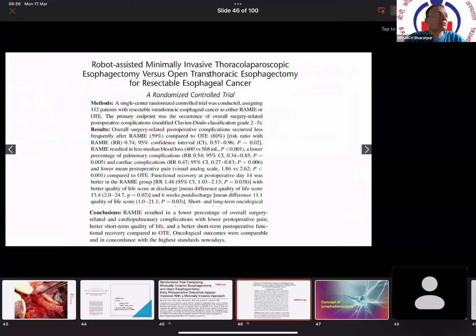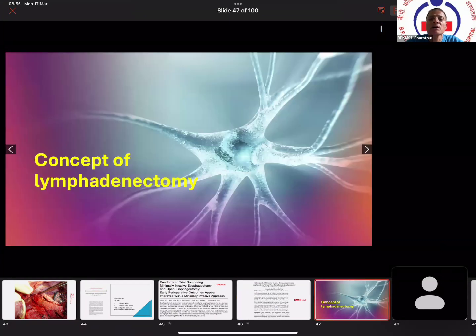There was the time trial, which also favored it oncologically: minimally invasive surgery is not inferior. With some constraints regarding the blood loss or early outcome, even minimally invasive surgery was better than the open surgery. So now the concept of lymphadenectomy is also one of the controversial points.